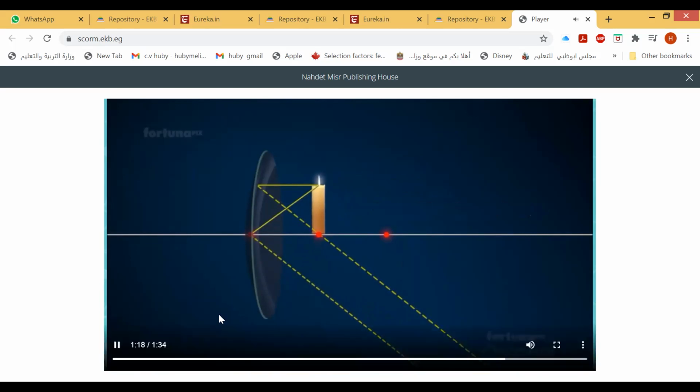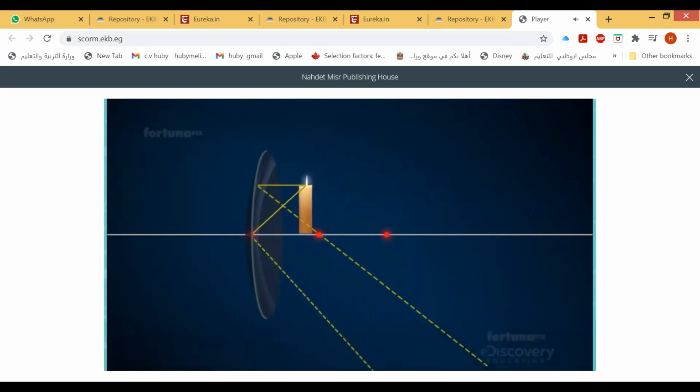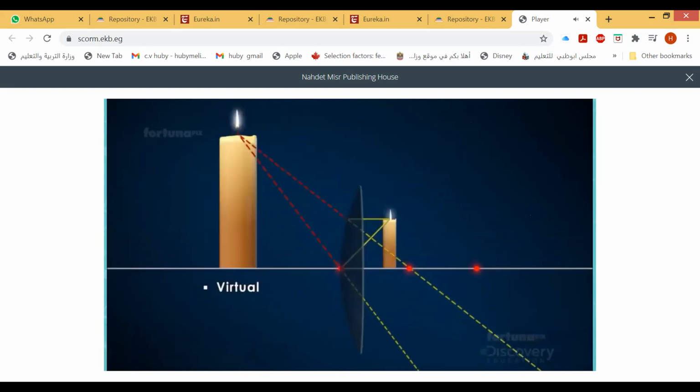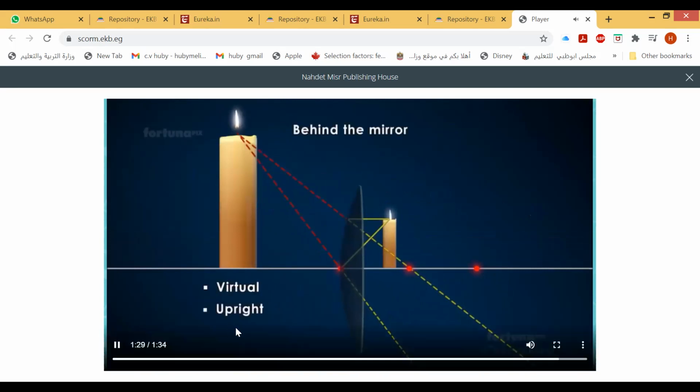If the object is moved even further towards the mirror, this time between the focal point and the mirror, a virtual image is formed behind the mirror. The image is now upright and larger than the object.